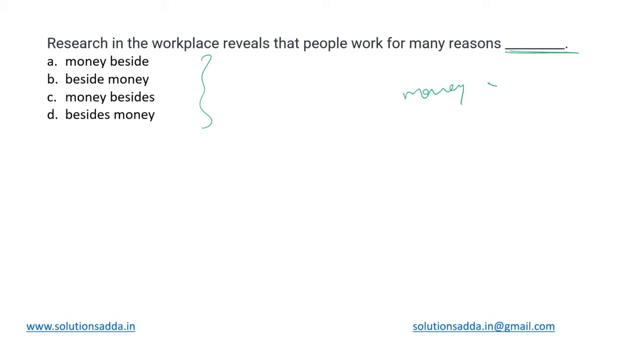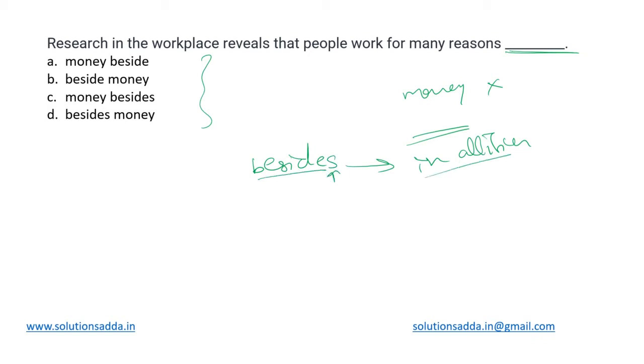Money is there, but it is not the prime purpose. There are other reasons in addition to that, and hence the appropriate form of this preposition "beside" to be used in the context of "in addition to" would be "besides", meaning beside with an S would convey the meaning besides.